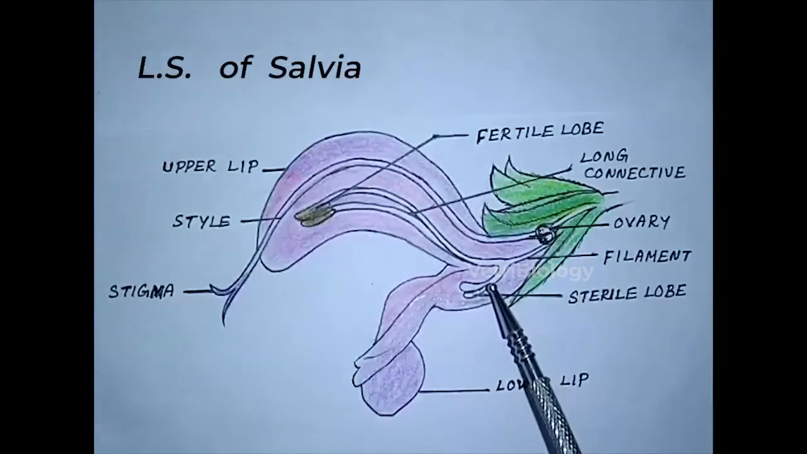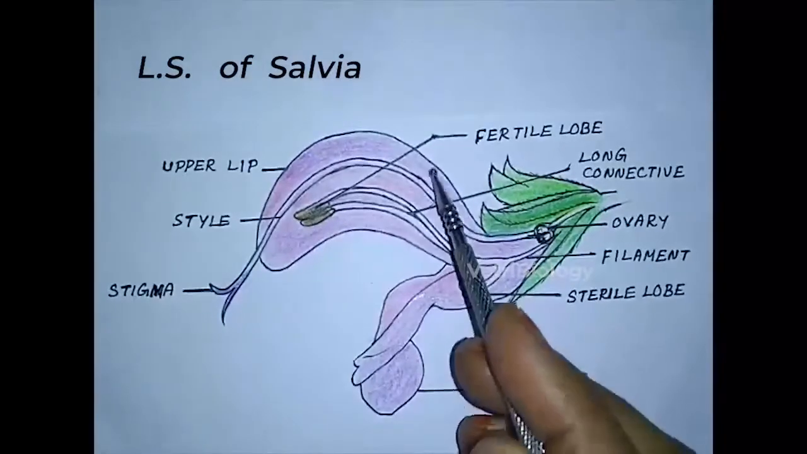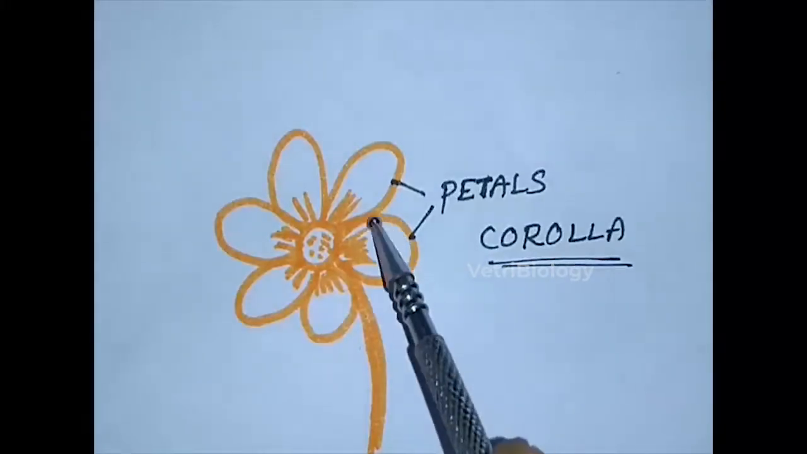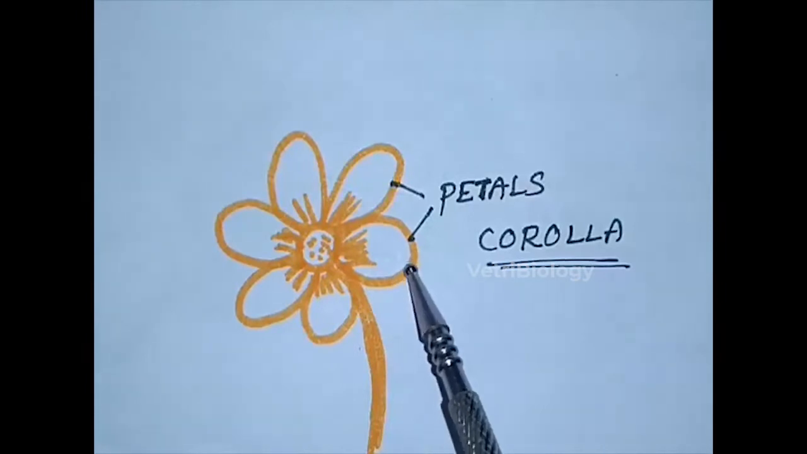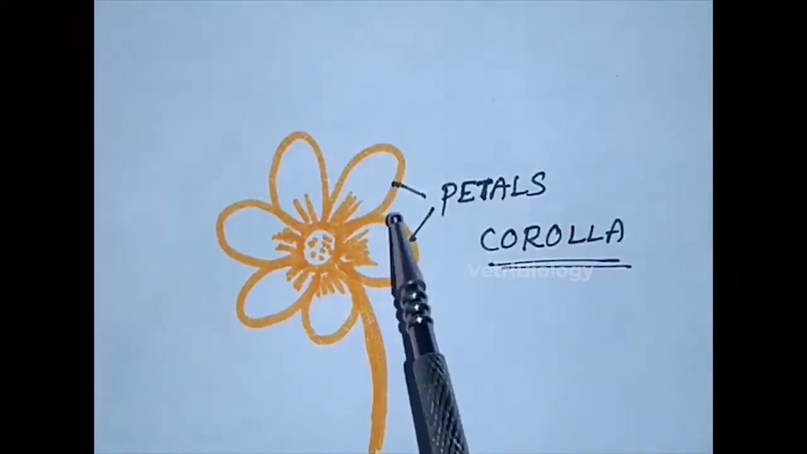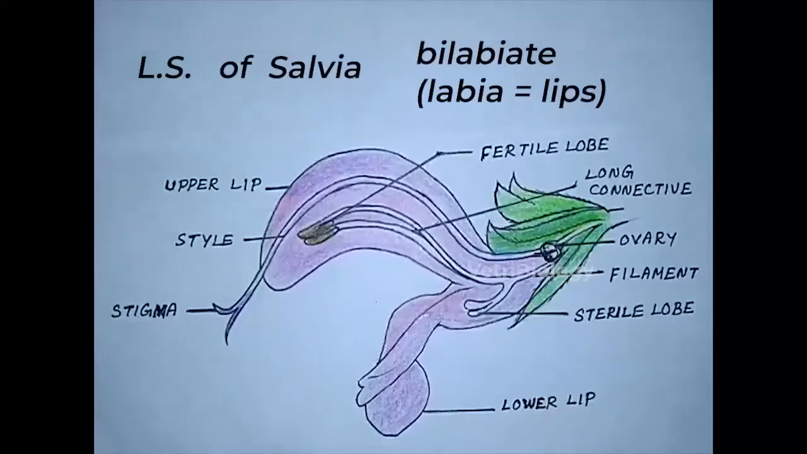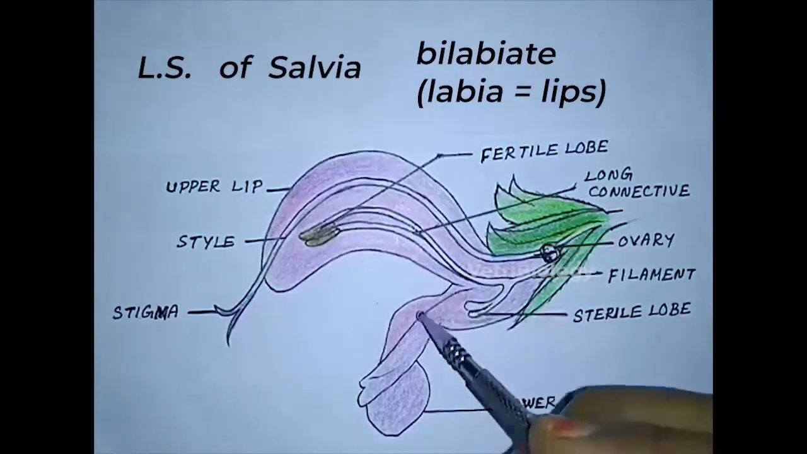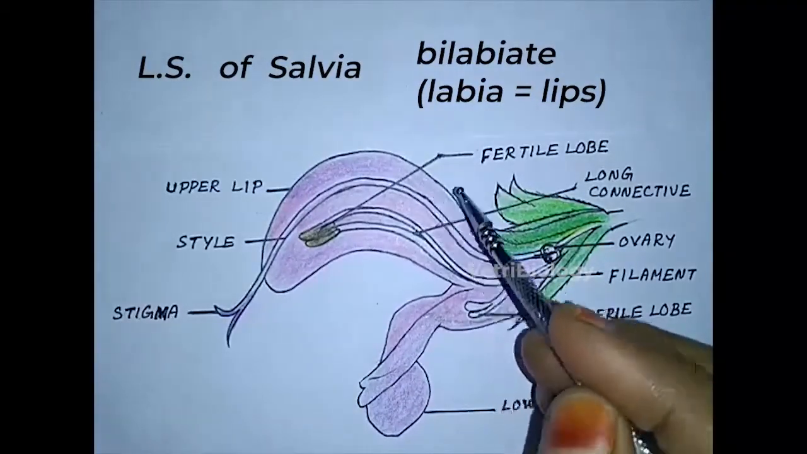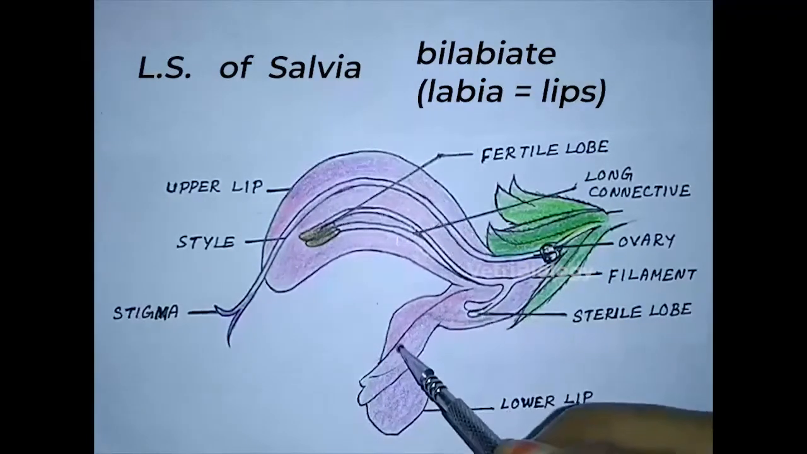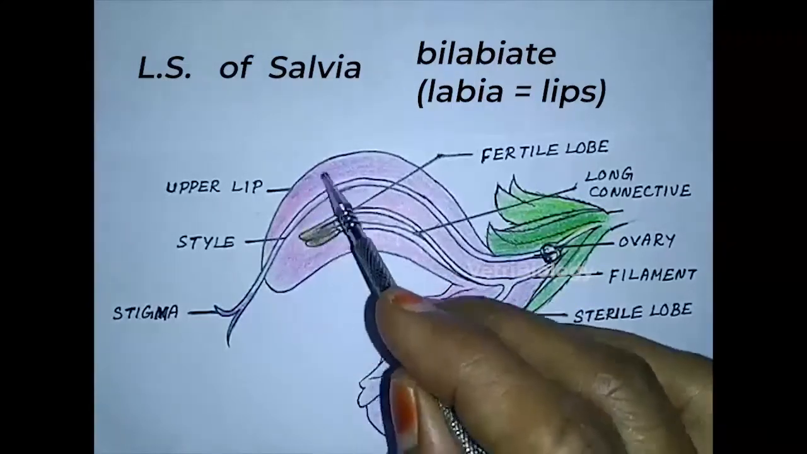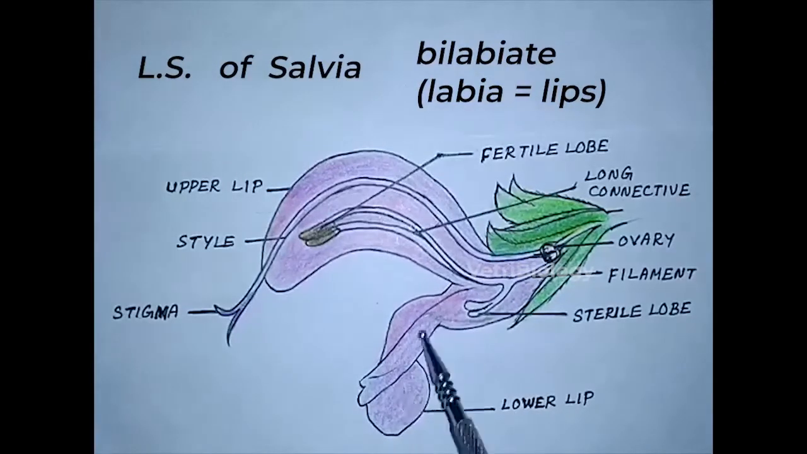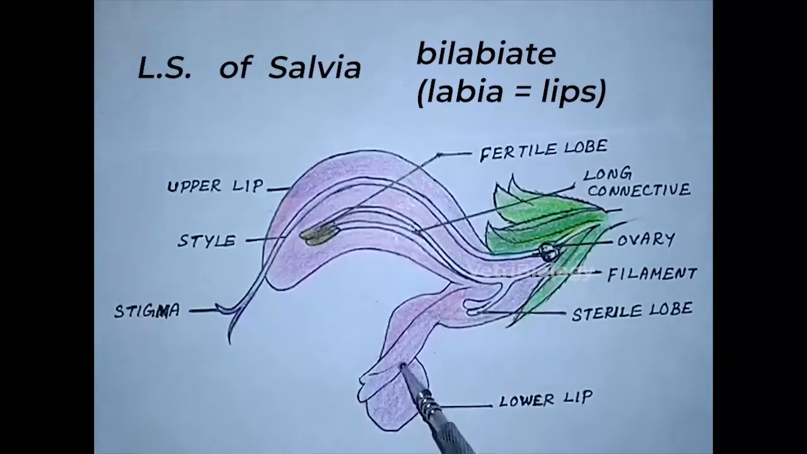This is the longitudinal section of Salvia flower. The corolla of this flower is bilabiate. You know what is corolla? The whorl of petals is called corolla. So, corolla consists of petals, the colorful part. Here, the corolla of this flower has two lips-like structure. So, it is called bilabiate. It has 5 petals. The 2 petals are joined together to form the upper lip, and the lower lip is formed by 3 petals.